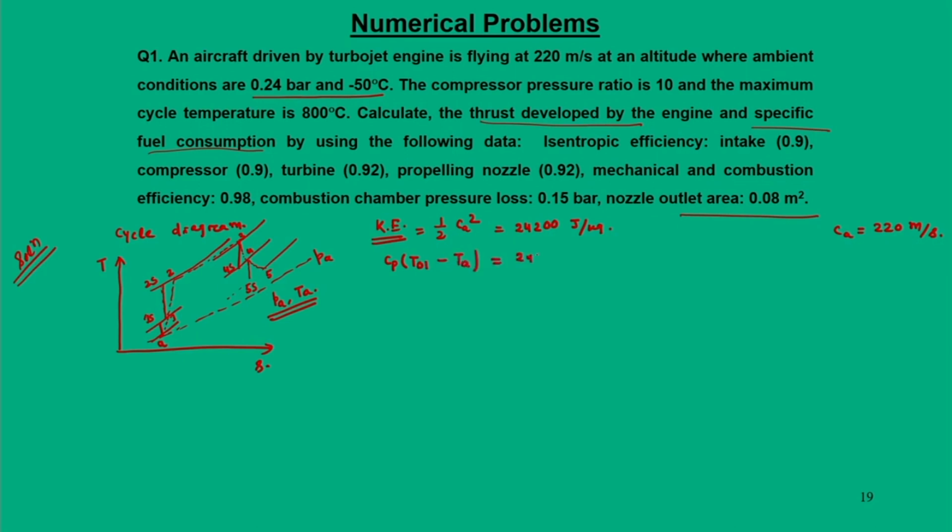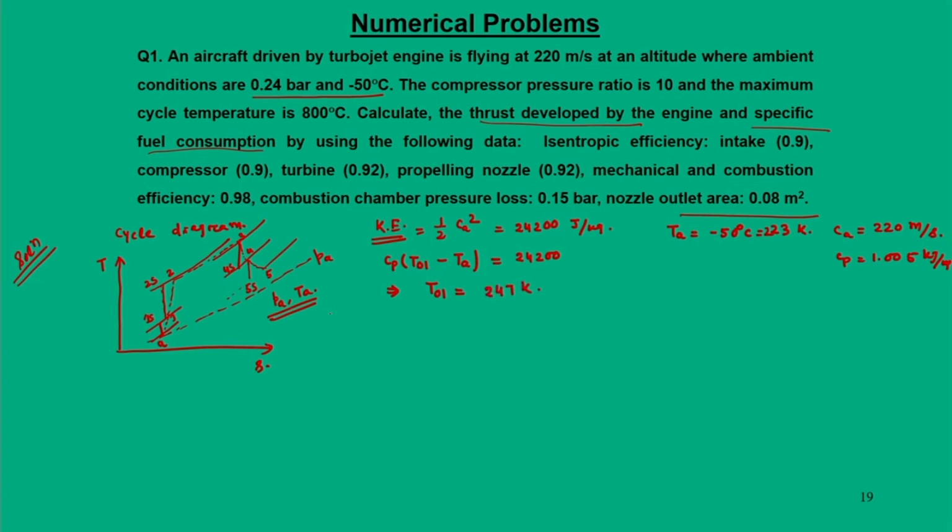24200, and here you have Ta as minus 50 degree centigrade. So it is 223 Kelvin, and we also have Cp as 1.005 kilojoule per kg Kelvin. So this will give you T01. So T01 we can find out as 247.